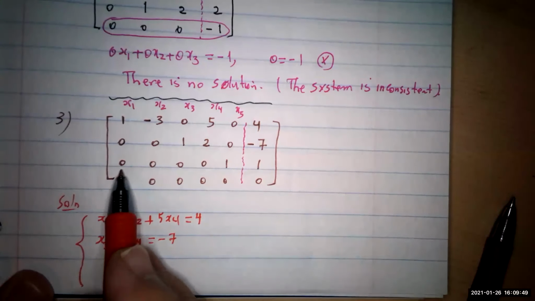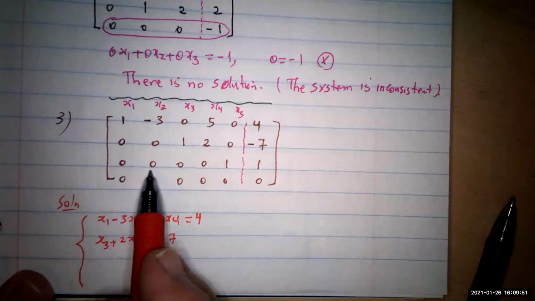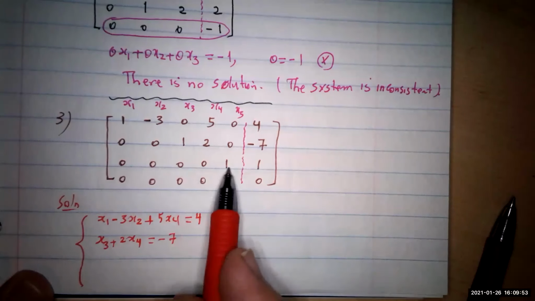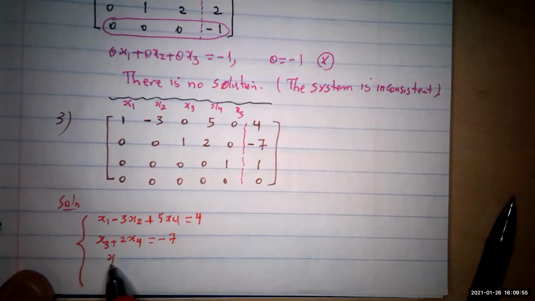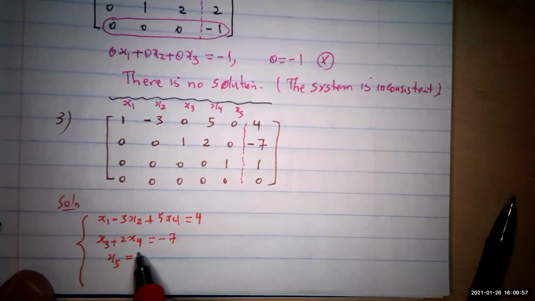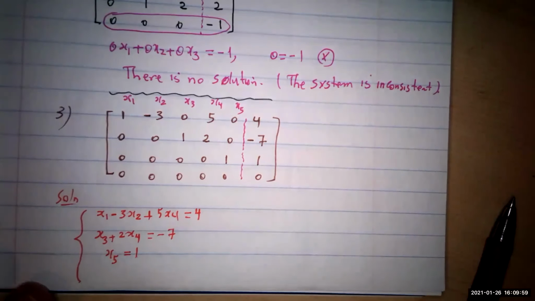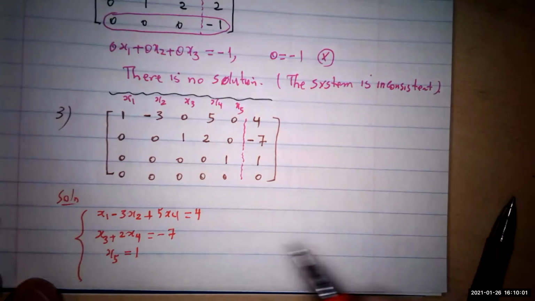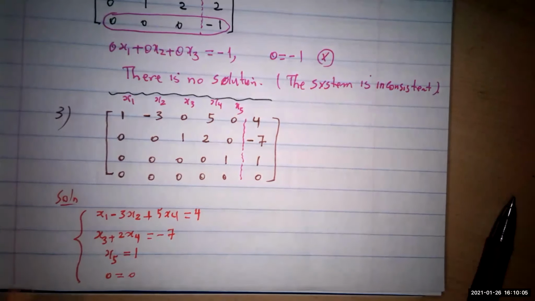Negative 7 here, you see, no x1, no x2, x3, x4, so we get x5. That gives you x5 equal to 1, which is going to be one of your solutions. And for the last part, you won't get anything: 0 equal to 0, if you like. So we know that this system would have infinitely many solutions. Okay, so the system would have infinitely many solutions, and then you have to identify those solutions for us.